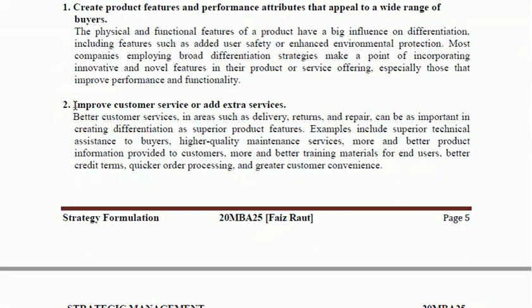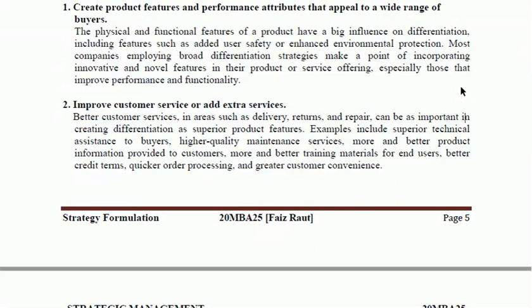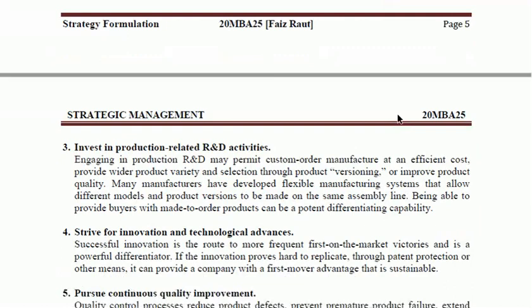The second is about improving customer service or adding extra services. If there are many competitors, and every one of us is selling a similar kind of product with similar tastes and preferences, then in order to have a competitive advantage, I can improve the customer service, which the other competitors are not providing. I can improve on that or add some extra service to attract the customers, which will make my company differentiated from my competitors.